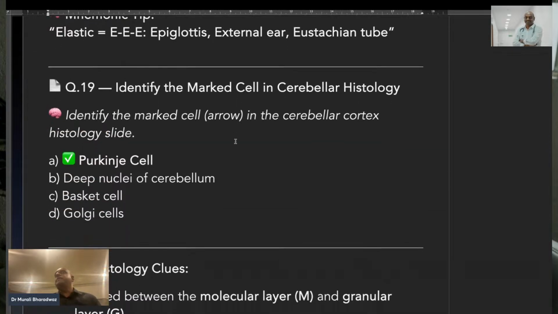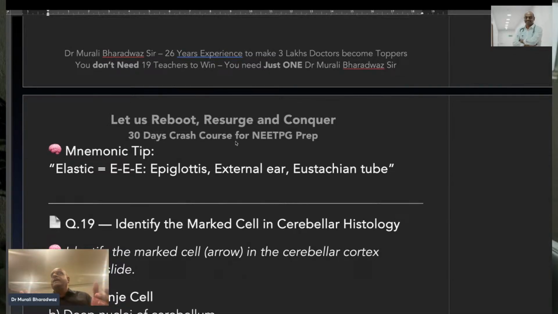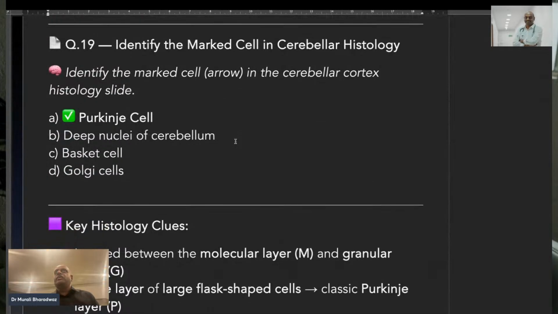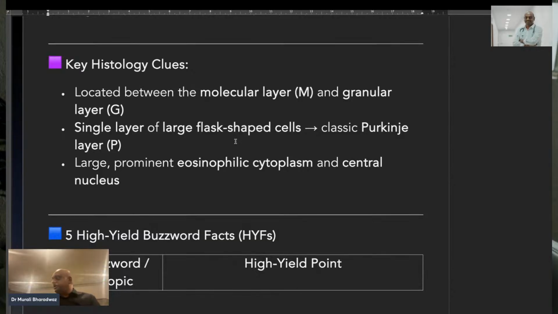Now in the cerebellar, remember the 3 E's about elastic: epiglottis, external ear, eustachian tube is elastic cartilage. Okay. Now in cerebellar cortex you need to identify Purkinje cell. So where is the Purkinje cell located? This is important. These are all sitting in the question bank.